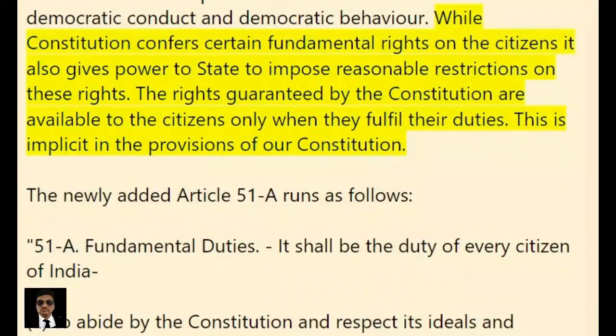While the Constitution confers certain fundamental rights on the citizens, it also gives power to the state to impose reasonable restrictions on these rights. The rights guaranteed by the Constitution are available to the citizens only when they fulfill their duties. This is implicit in the provisions of our Constitution.